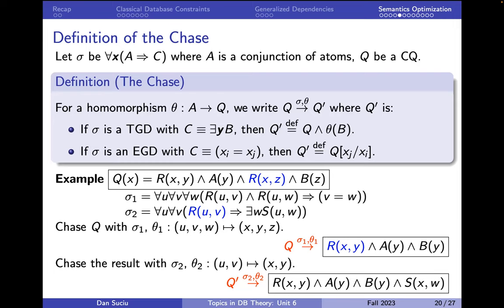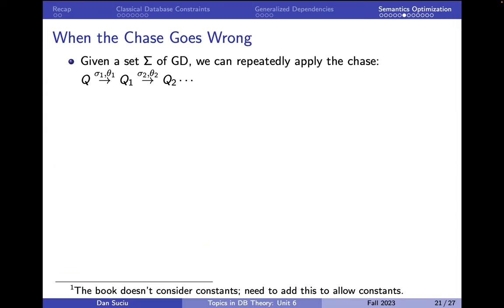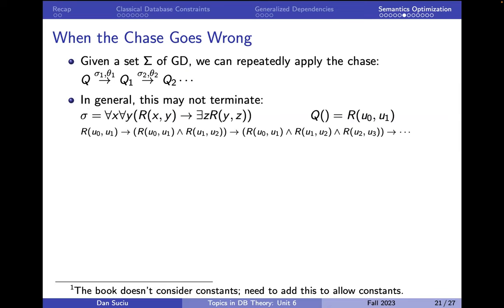It's so simple that this slide almost doesn't do it justice, but I didn't know how to simplify it beyond this. Can you guarantee that this process terminates? Good question. Does this process terminate? Okay, so let's discuss this. Of course, given a set of generalized dependencies, we can chase and chase and chase. And in general, this does not need to terminate.